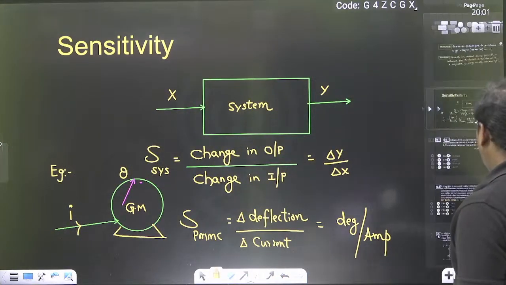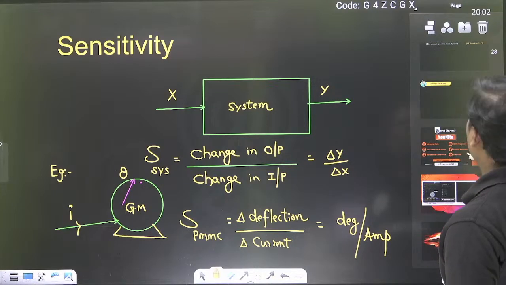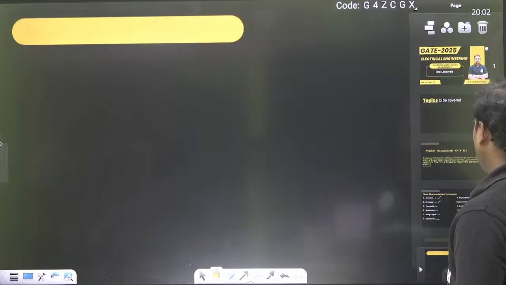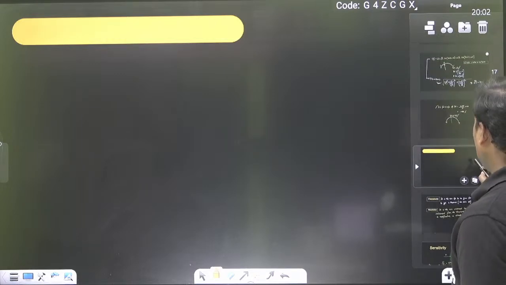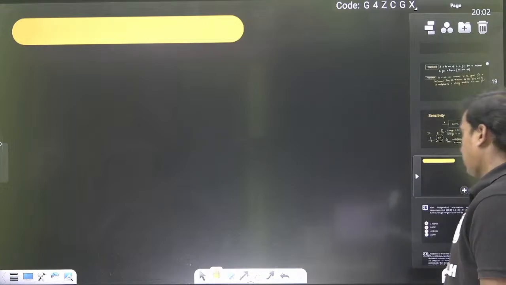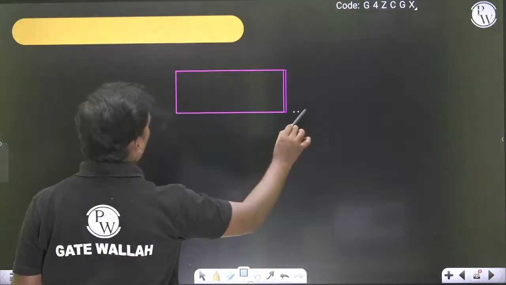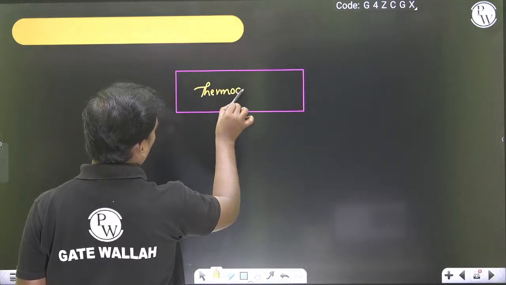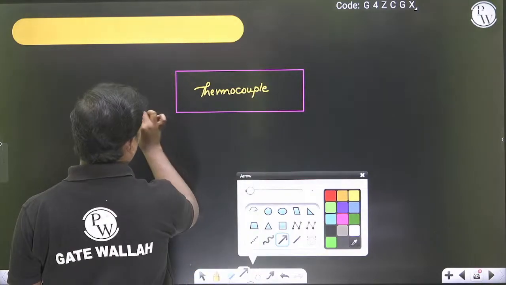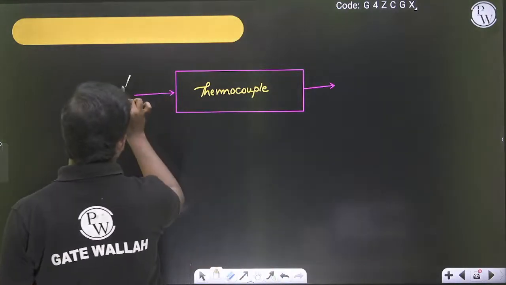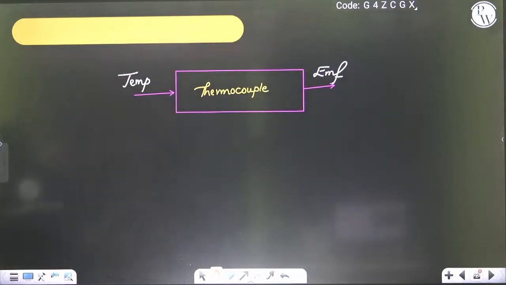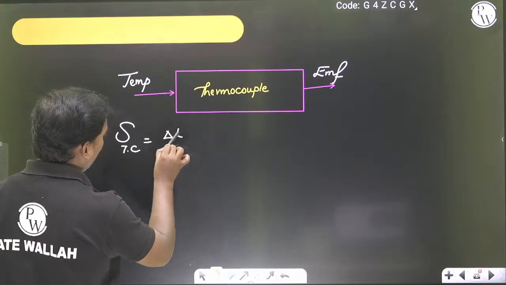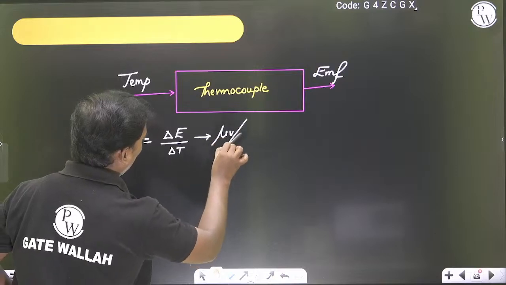You understand? So for example, if you take a thermocouple, how do we write its sensitivity? That is also very interesting. A thermocouple is an instrument which converts temperature to voltage. This thermocouple changes temperature to voltage. Input is the temperature, output is the EMF. So the sensitivity of a thermocouple is delta E by delta T. Usually the units are microvolts per degree Celsius.